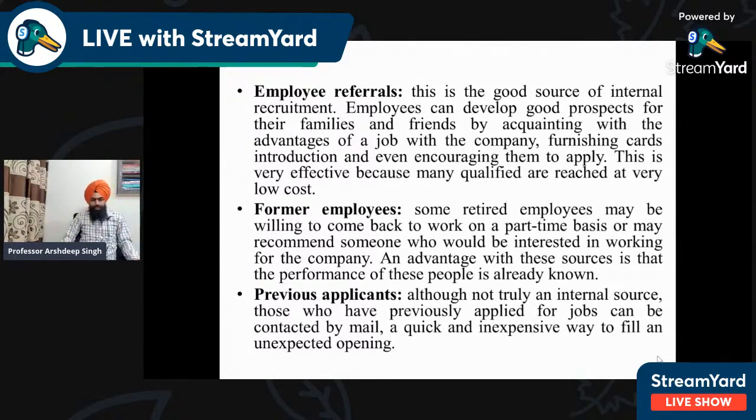Okay. Next, former employees. Some retired employees may be willing to come back to work on a part-time basis or may recommend someone who would be interested in working. So that is also a good point, and it can be seen in various types of organizations, with experienced persons, like in nursing. You can see that persons who are retired from government colleges, from the post of principal or any other post, want to work for the same department, so they join private colleges because they can work for a longer time period.